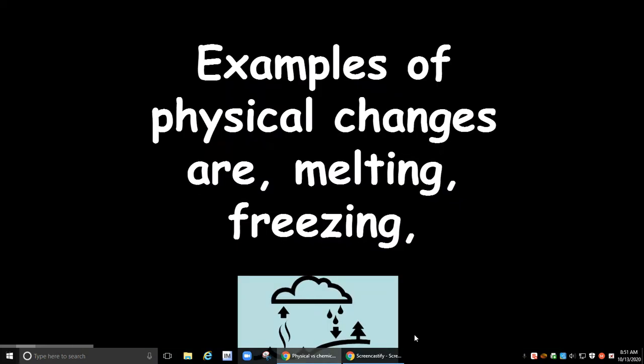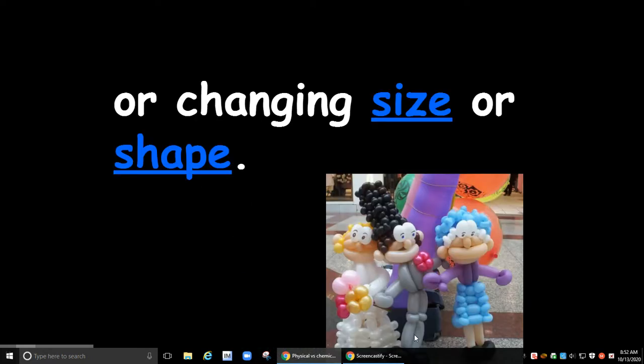So some examples of physical changes, of course, melting and freezing. The water cycle is completely a physical change from liquid to gas to solid and back to gas and back to liquid, back and forth. That behavior of water is all physical changes. So any change in size or shape would also qualify as a physical change as well.